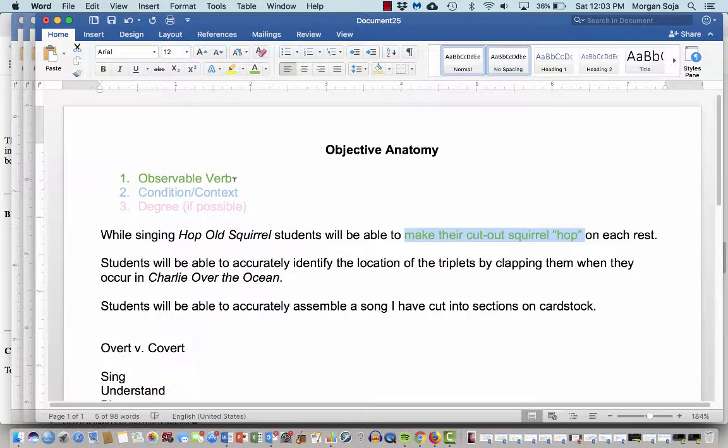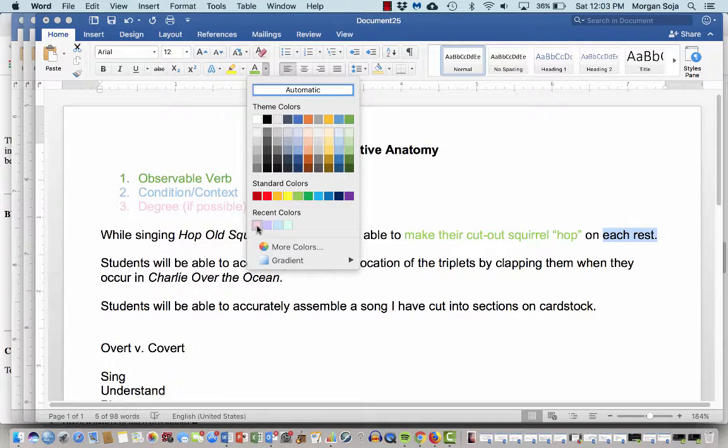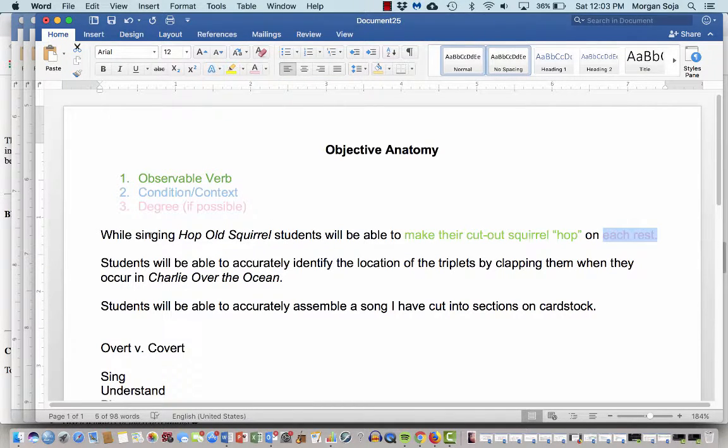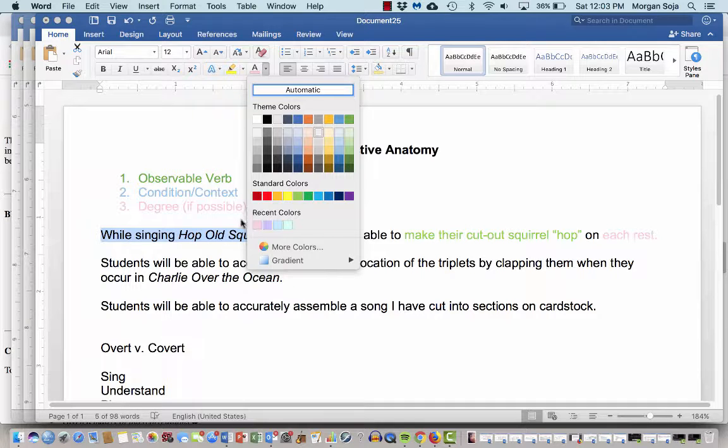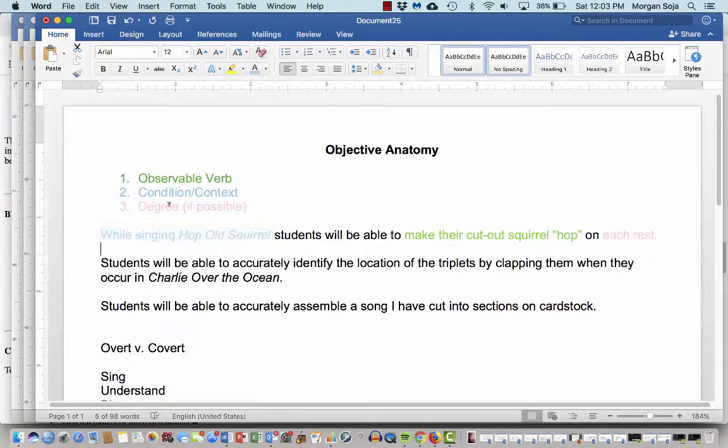If you're the teacher in that situation, that's what you're going to be looking for: making the cutout squirrel hop. Now, we want them to be able to correctly do it. That's the degree. We want to make sure that they're making their squirrel hop on each rest. So that's the place where we have the degree. And then the condition or context: while they're singing, and this is the musical context in this case, while they're singing Hop Old Squirrel, that's when the students are going to do the thing that we're going to be looking for.